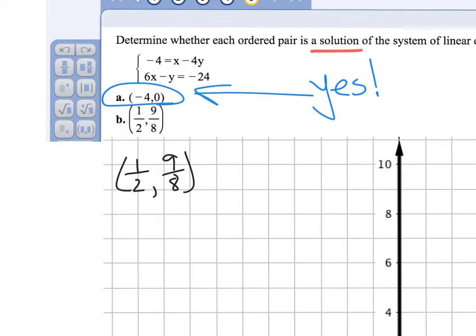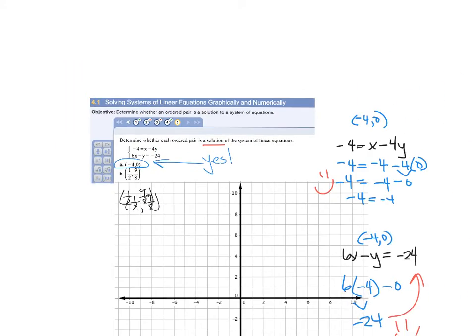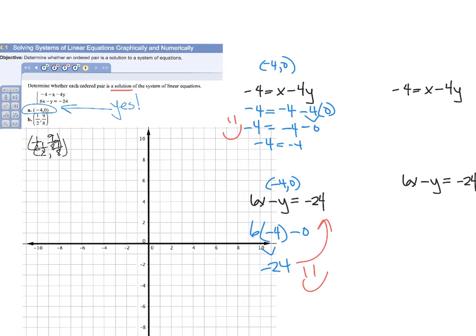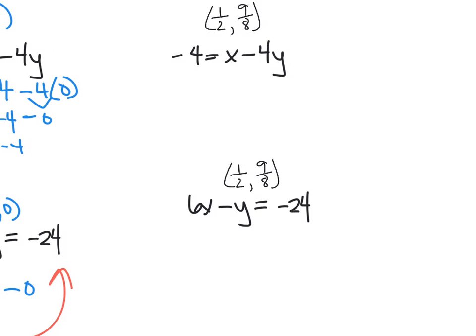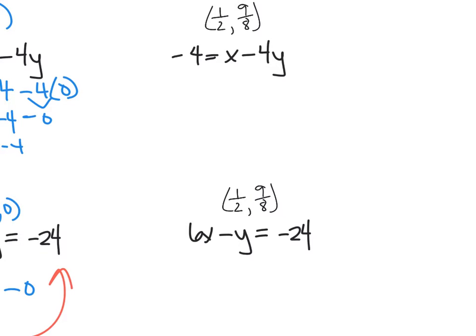And we need to know, does this work for both lines? All right, so we're going to copy that twice. We're going to zoom over here. And we're going to move this here. And we're going to move this here because we want to make sure it works for both lines. All right, give us a little bit of room. So this becomes negative 4 equals 1/2 minus 4 over 1 times 9 over 8.